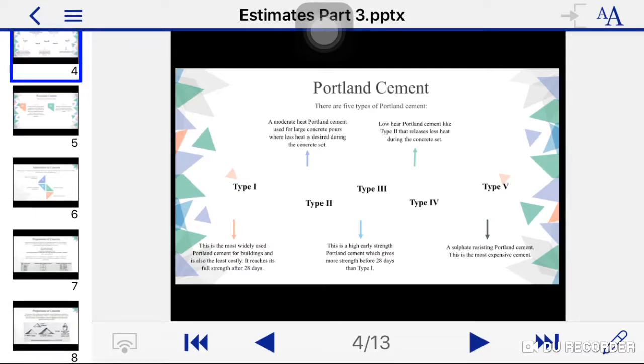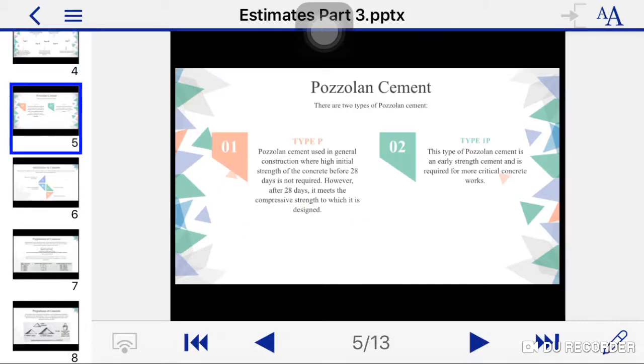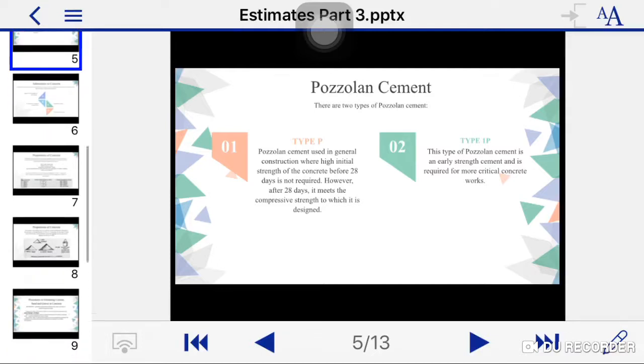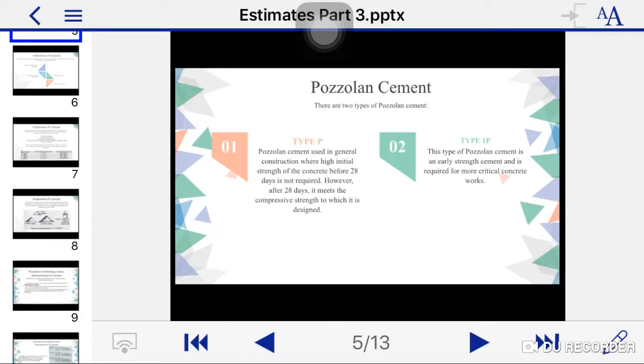Next, for the pozzolan cement. Under pozzolan cement, we have 2 types. Pozzolan cement has been defined as a hydraulic cement consisting of a mixture of Portland cement and definite amounts of natural and artificial pozzolanic materials like volcanic tuff, shales, clay, fly ash, blast furnace slag, burnt clay, and so on. The first type of pozzolan cement is type P, used in general construction where high initial strength of the concrete before 28 days is not required. However, after 28 days, it meets the compressive strength to which it is designated.